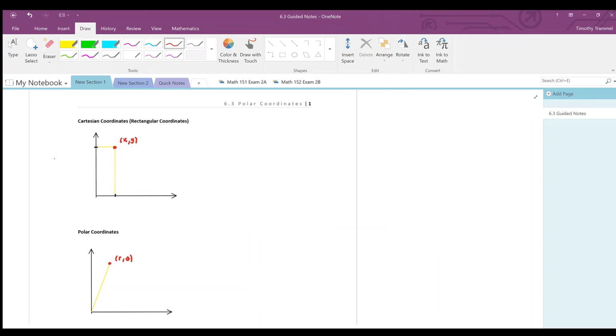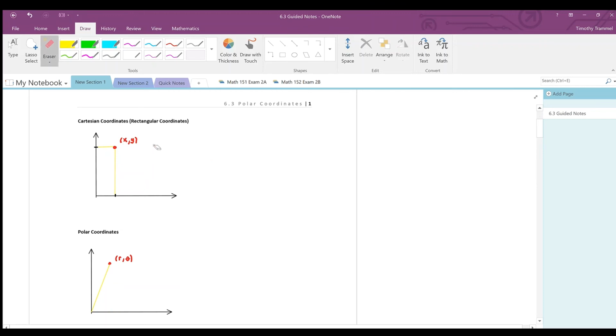Now that we're back in OneNote, you can see 2 points plotted here, x comma y and r comma theta. But if you look carefully, you'll notice that they're in the exact same location. I've drawn some yellow lines on here, so these pictures might look a little bit different, but those points are in the same spot. Let's start off thinking about the one in Cartesian coordinates. This is the coordinate system that we're used to, and probably the only one that we know as of right now.